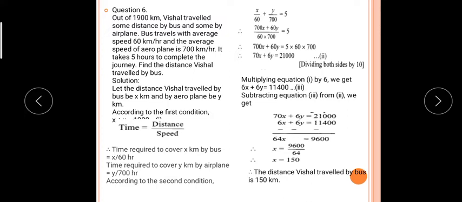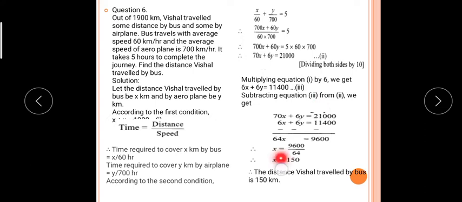Now multiply the first equation. What is your equation? x plus y is equal to 1900. After multiplying the first equation by 6, you will get 6x plus 6y is equal to 11400. And now compare the second equation and the third equation. You have to subtract the equations, because here is 6y and here is also 6y, having the same sign.